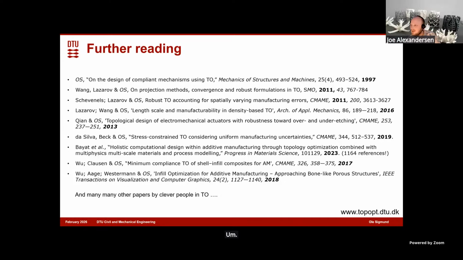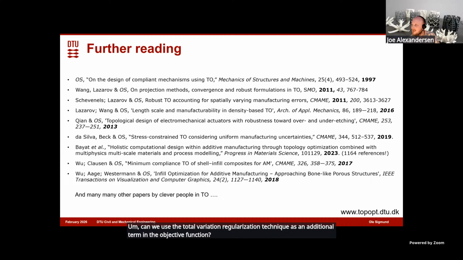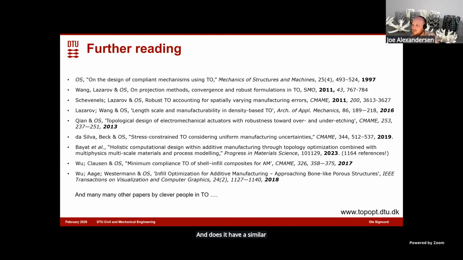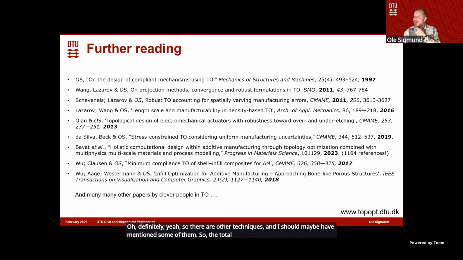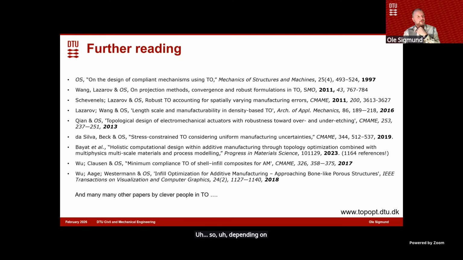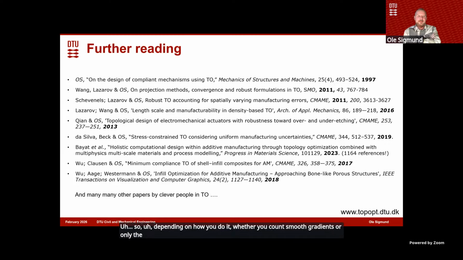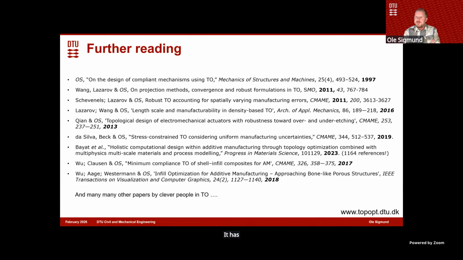Can we use the total variation regularization technique as an additional term in the objective function? And does it have a similar effect as the filtering methods? Oh, definitely, yeah. There are other techniques, and I should maybe have mentioned some of them. The total variation has been tested in various ways. Depending on how you do it, whether you count smooth gradients or only the boundary length, it has different features.